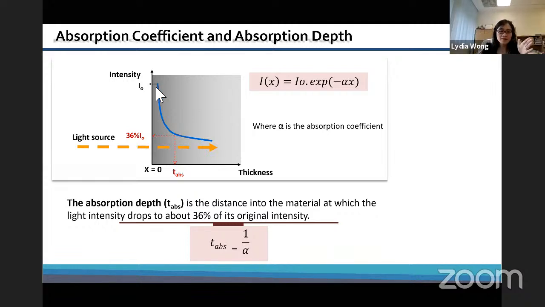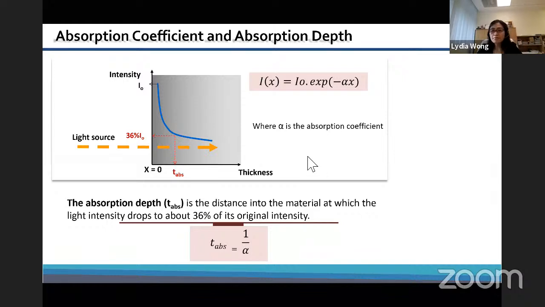And this drop in intensity follows this relationship, which is exponentially decreasing. So the intensity as a function of x, as a function of depth into the material, decays exponentially. I naught is the original intensity on the surface, and then there's an exponential function dropping, okay? And the exponential constant here, alpha, represents the absorption coefficient, okay?